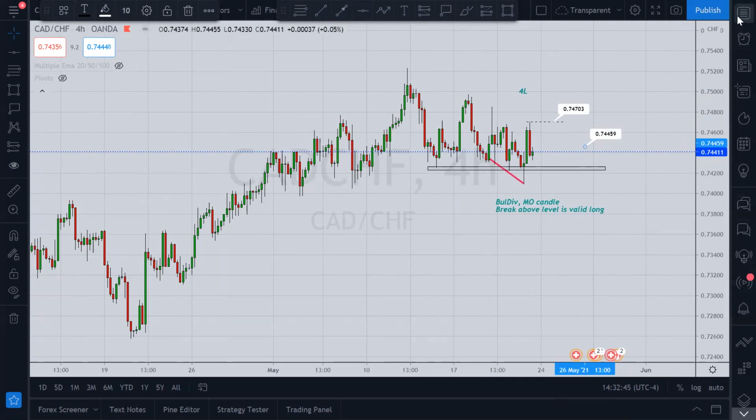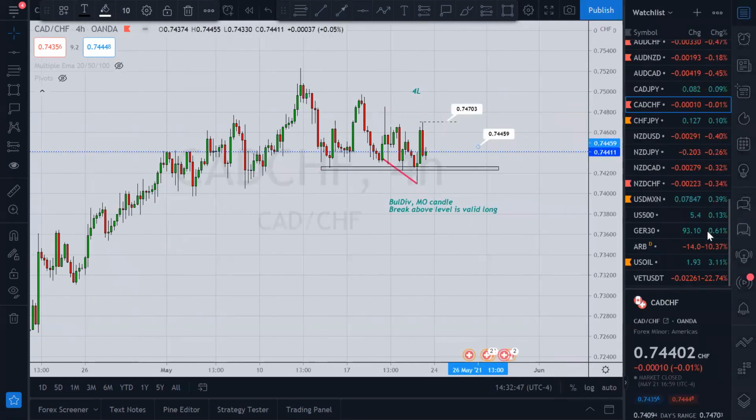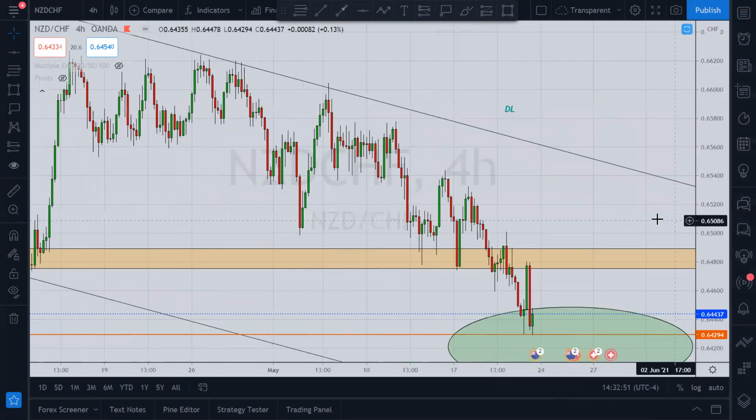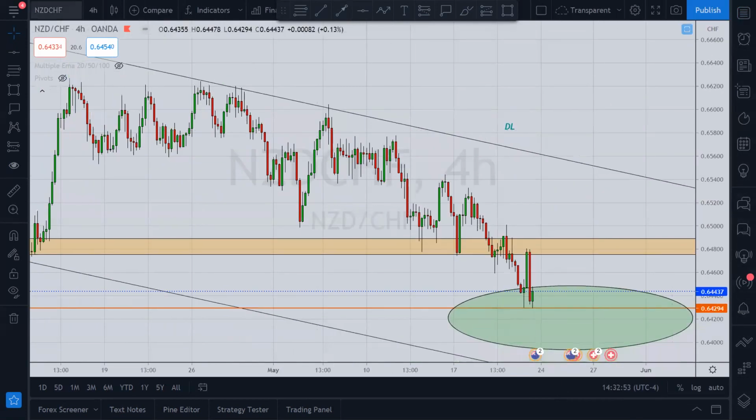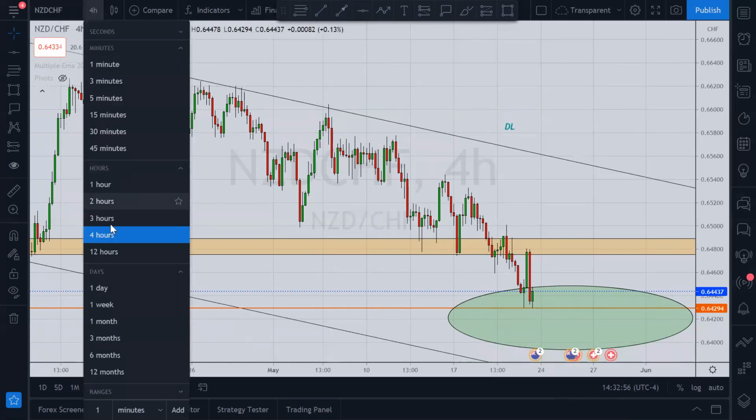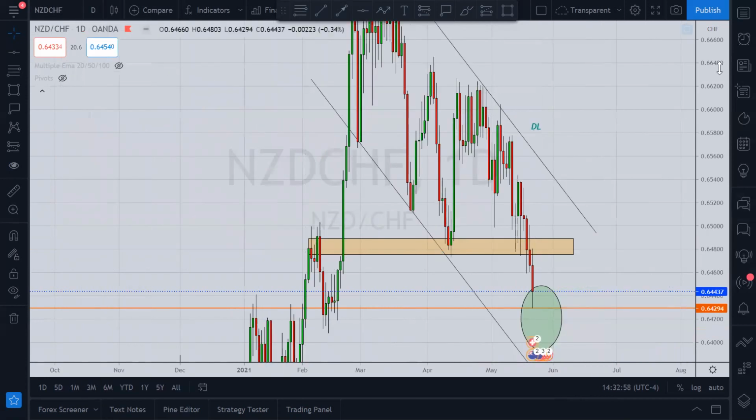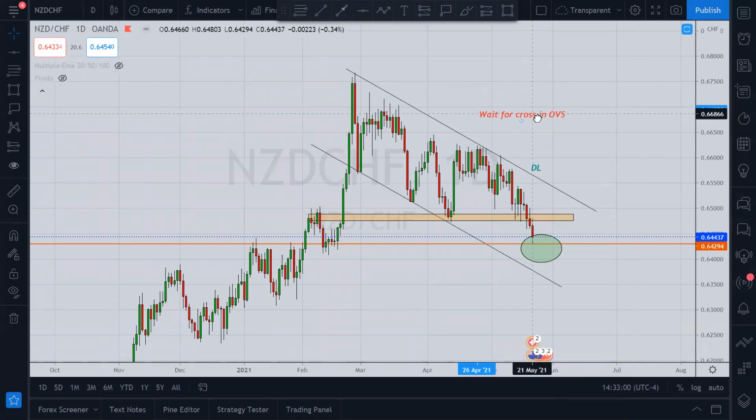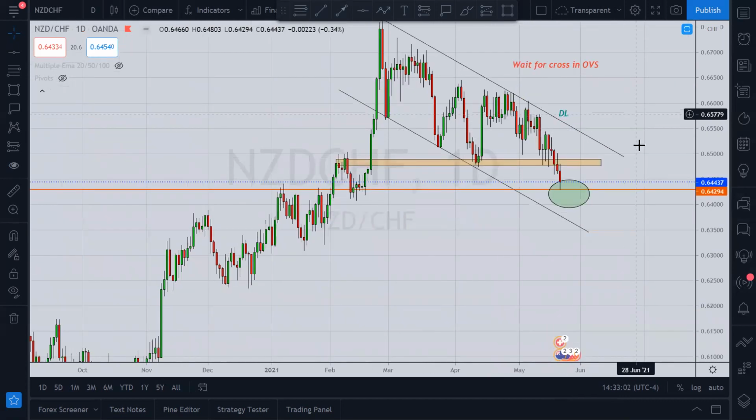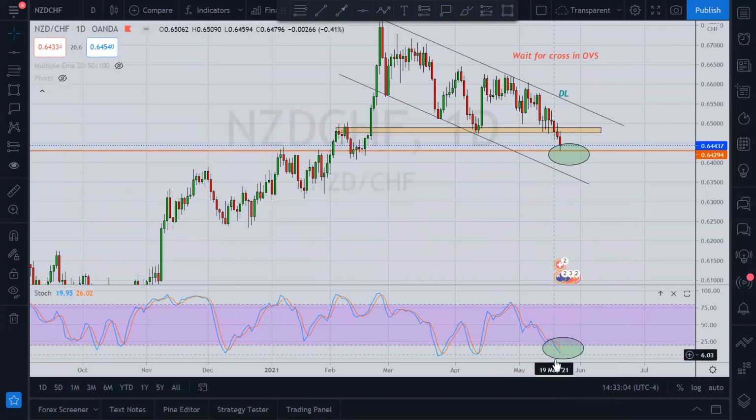So let's move on. The next one would be the last one, New Zealand dollar Swiss. Now I've got all kinds of little drawings and whatnot on this one. We're looking at the daily chart. I'm waiting for a cross on the OVS. Why? Because we are in the oversold area. I keep getting those mixed up.